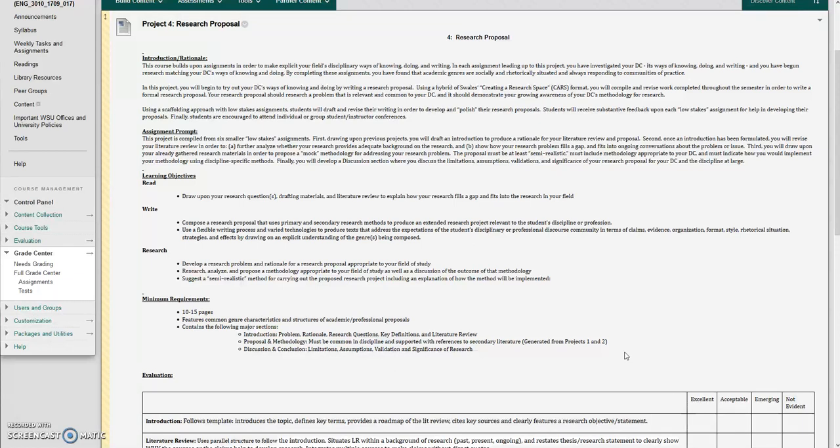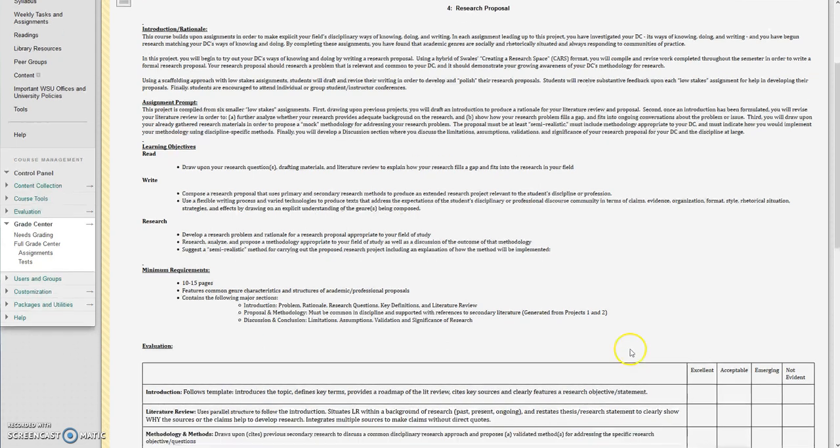Someone's doing some really interesting work on, like, meditation. So what is your response to that? How do you want to enter those conversations? And so once you have your literature review, once you have that conversation, how do you want to enter the conversation? So these are the things that we're looking for.